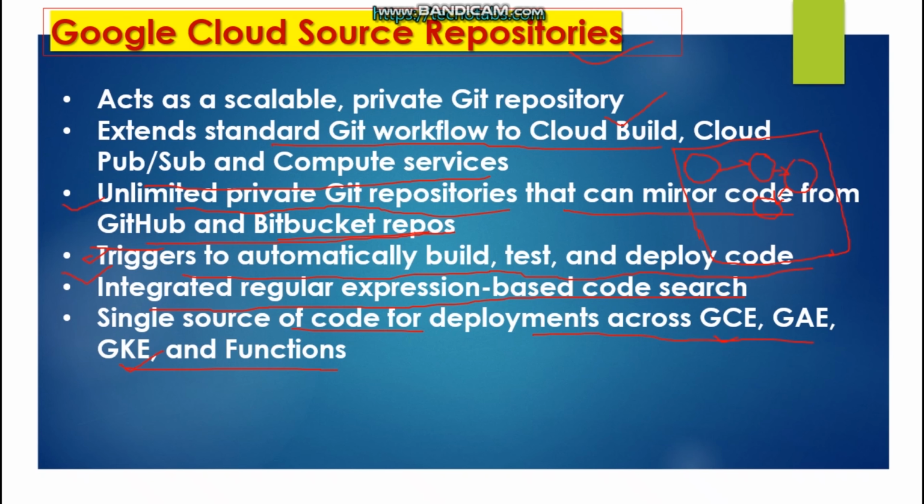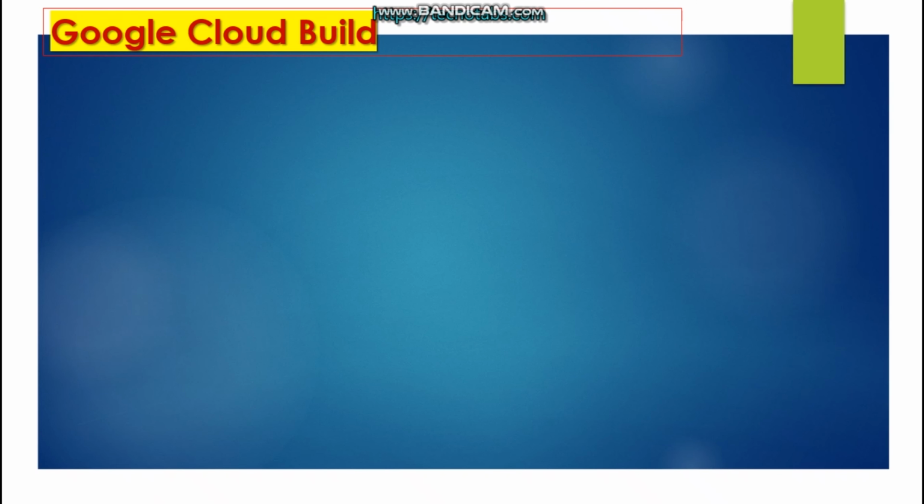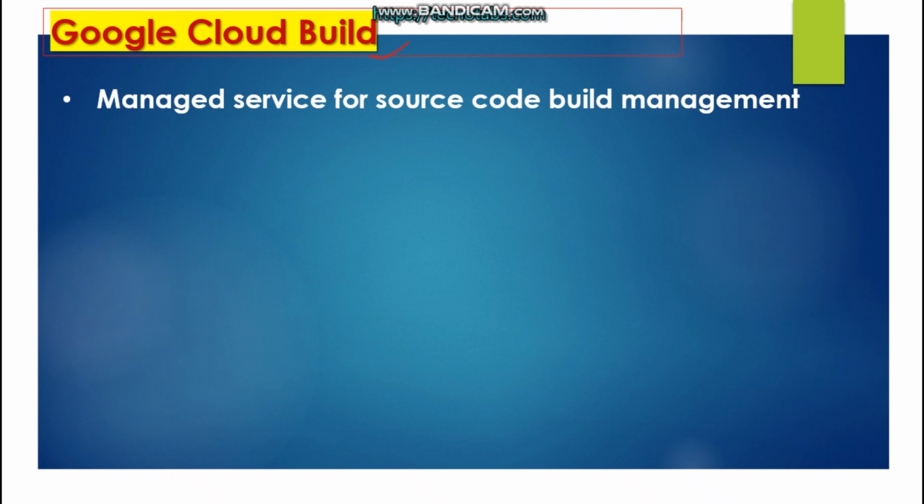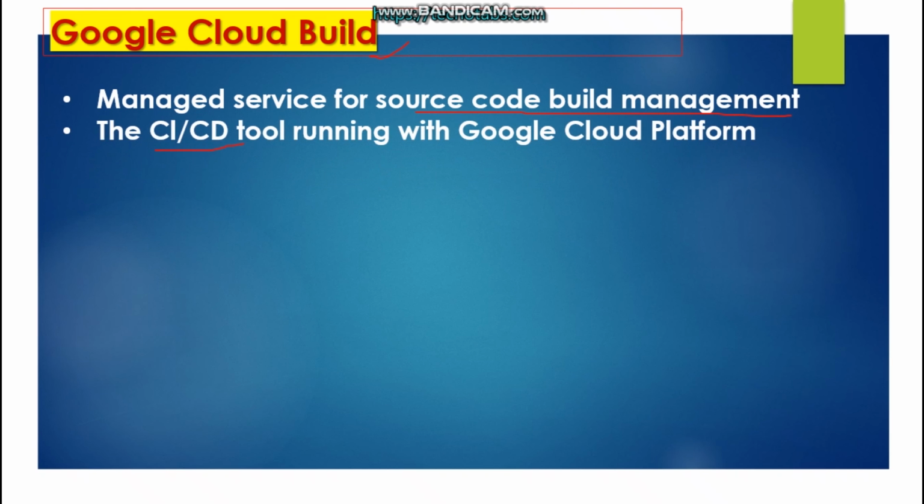All right. So let's now have a look at Google Cloud Build. It's a managed service for source code build management. Meaning that once you complete your code, you need to deploy it somewhere, right? So in order to deploy it, you need to build your code, right? So Cloud Build is a CI/CD tool, that is a continuous integration and continuous deployment tool, that will manage all your build process. You don't have to do certain operations in order to deploy your code.